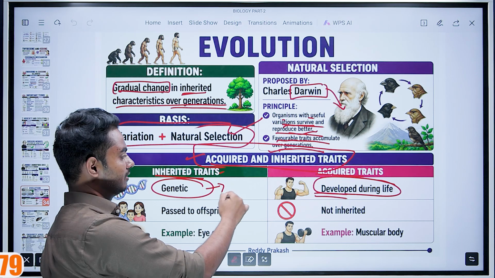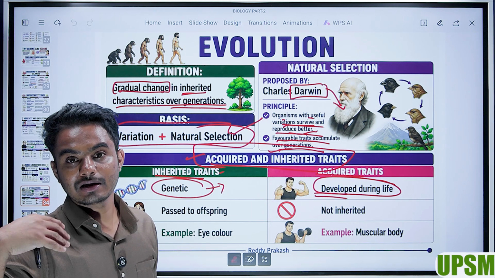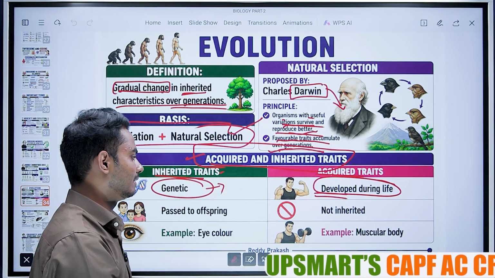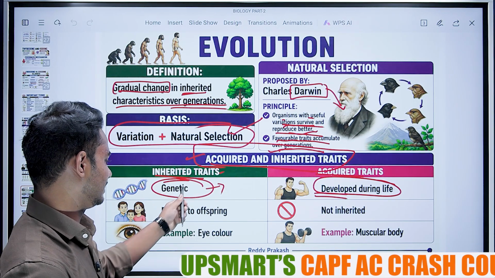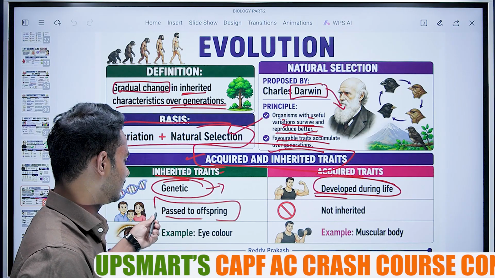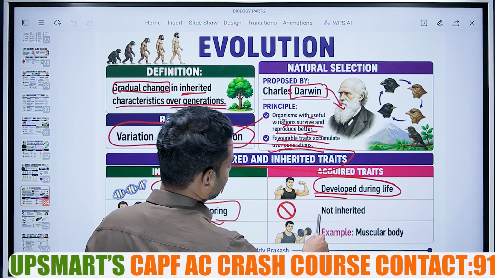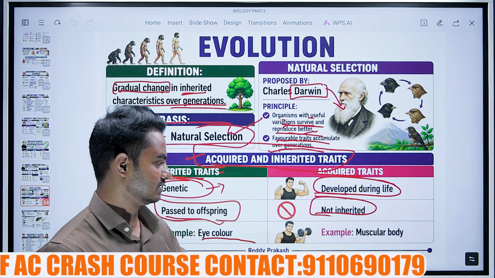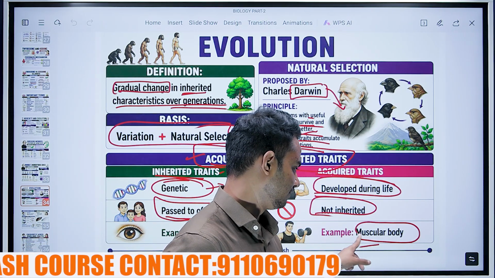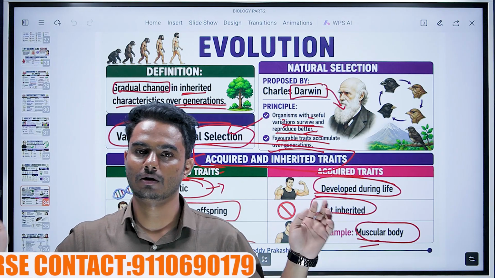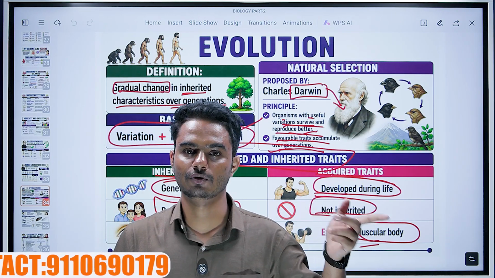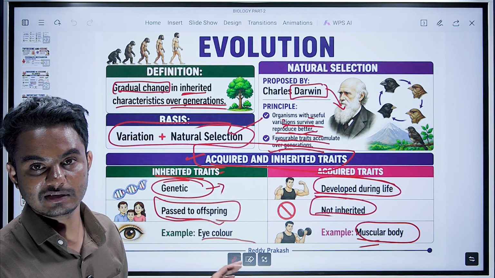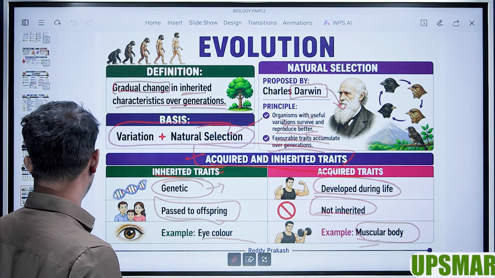Inherited traits are genetic. Acquired traits are what I acquire in my particular generation, which won't be passed to the next generation. That is acquired traits. Now the second thing, inherited traits are passed to the offspring. My father gave it to me. Acquired traits are not inherited, that is not passed. Fine. Example is eye color, eyelashes. Here the example is muscular body. If you go to gym, if you are muscular, will your son also be muscular? No, he needs to go to gym. That is muscular, acquired and inherited traits. Easy, very easy. Let's move ahead.